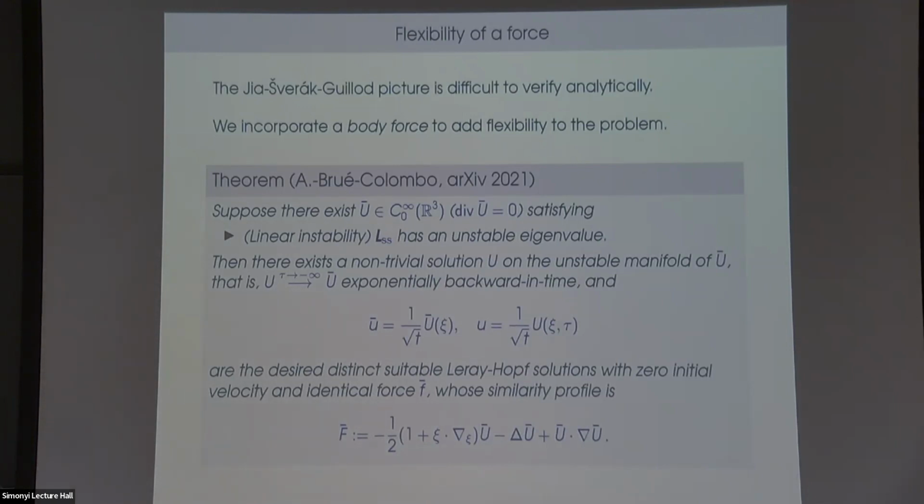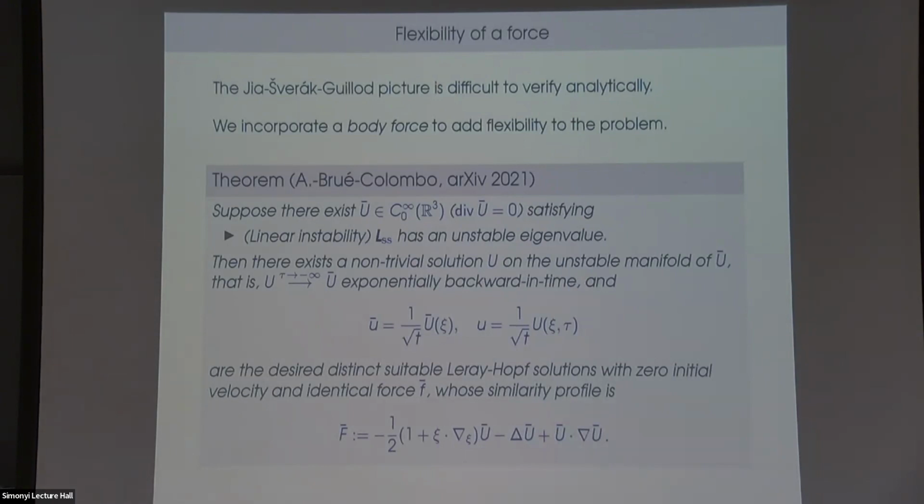But if you incorporate a body force, it adds enough flexibility to the problem to make these objects explicit. And in fact, from a certain perspective, you get to choose the object. This is because, from a certain perspective, any function solves the Navier-Stokes equations. If you allow yourself a force, the force is the right-hand side that you get when you plug the function into the equations. So we allow ourselves the flexibility of a force to make these objects explicit and tractable.